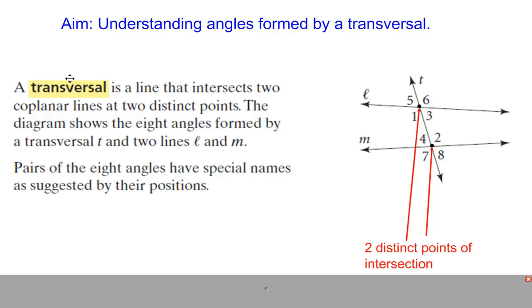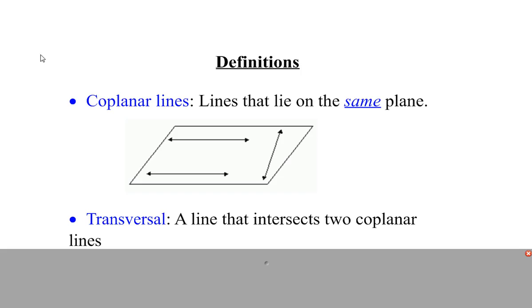Well, first of all, what are coplanar lines again? Let's take a look. So, coplanar lines are lines that lie on the same plane. So here I have this line here on top, this line on the bottom, this line over here on the right side. These are all coplanar lines because they lie on the same plane.